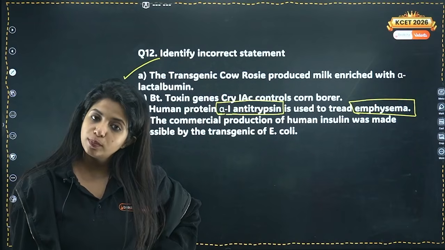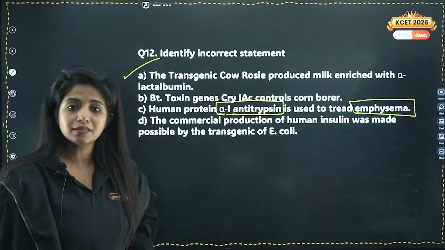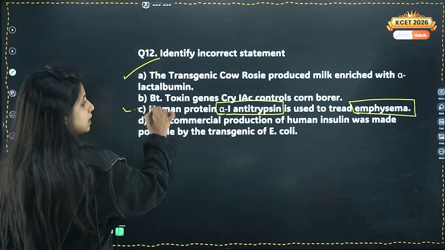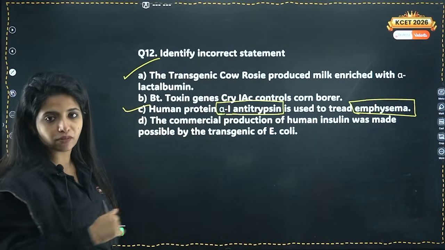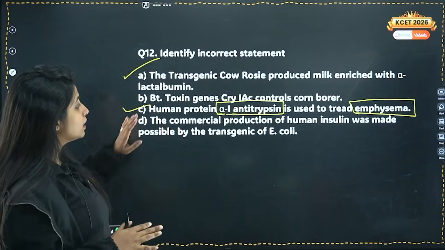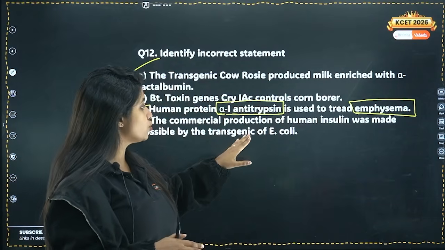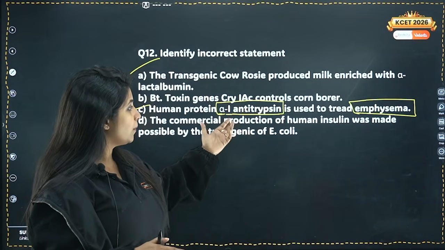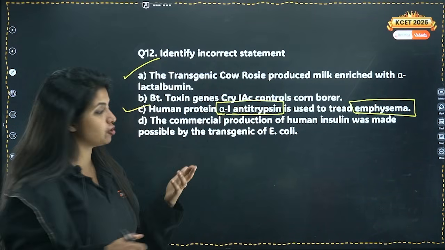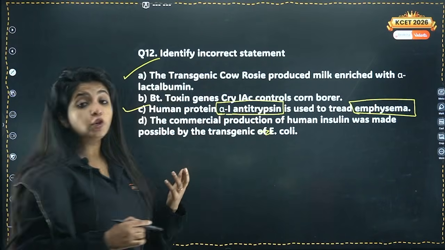Do you think it was possible? Yes. With the help of transgenic animals, that was also possible, and this is correct. You need this for treatment of emphysema. Now D option: the commercial production of human insulin was made possible by the help of transgenic E. coli. That is the question. Okay, the commercial production of human insulin.